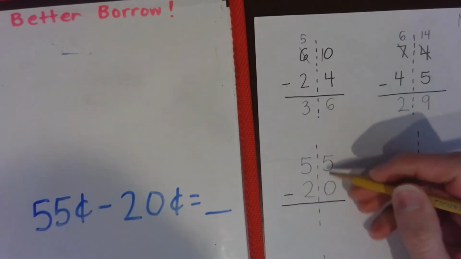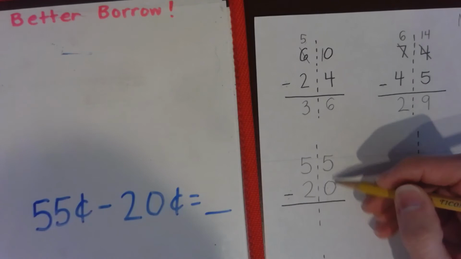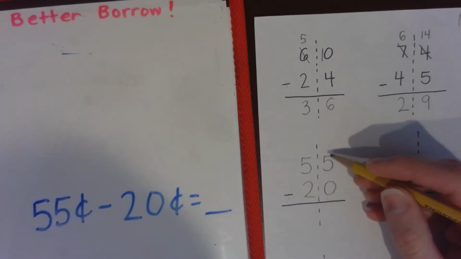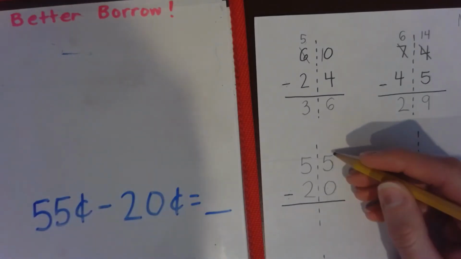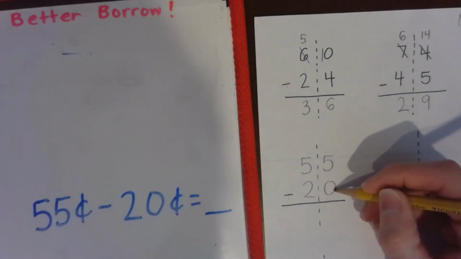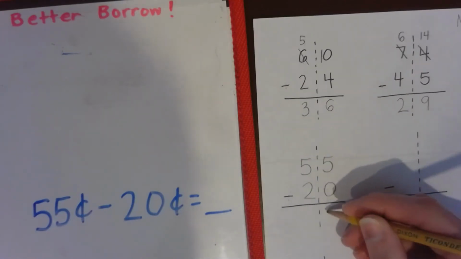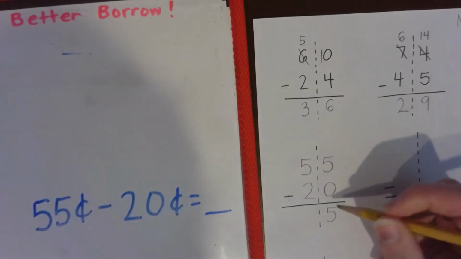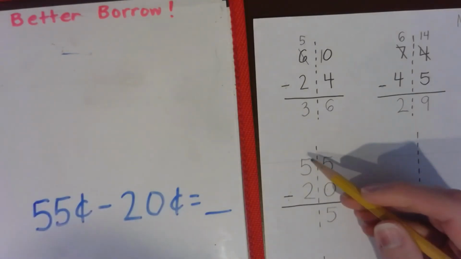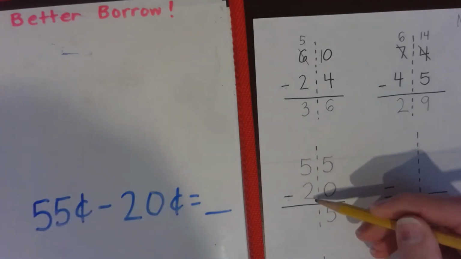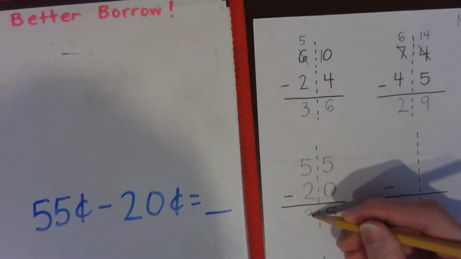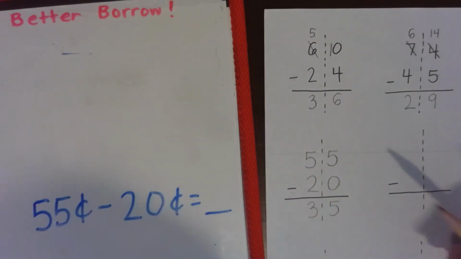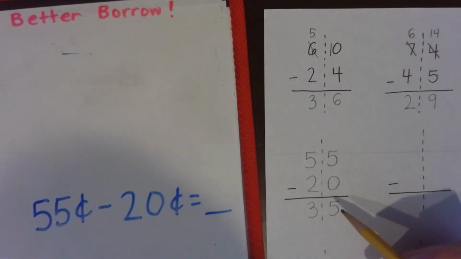So now let's see. Can we solve this? 5 minus 0. Do we have a bigger bottom or do we have more on top? We have more on top, so we don't need to borrow. 5 minus 0, if you have 5 and you take nothing away, you have 5. Good. Now, 5 minus 2. 5, 4, 3. So 55 minus 20 equals 35. That was easy. We didn't have to borrow.